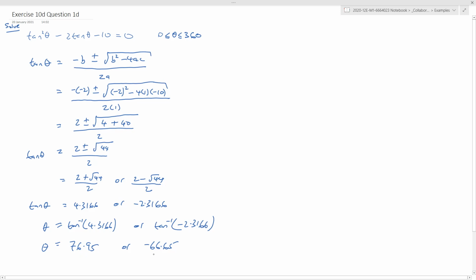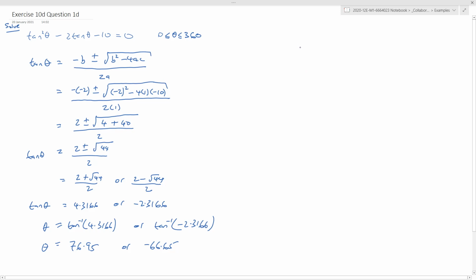What I need to do is sketch the curve and draw the line. Now with tan, we don't always sketch the curve because we know it repeats every 180 degrees. So I could simply add 180 to this, which would give me 256.95, which is still in the range, so that would work as well. And then everything else would be too big. Here, it's giving me a negative answer, so if I add 180 on, it'll give me a positive answer, and then add another 180.